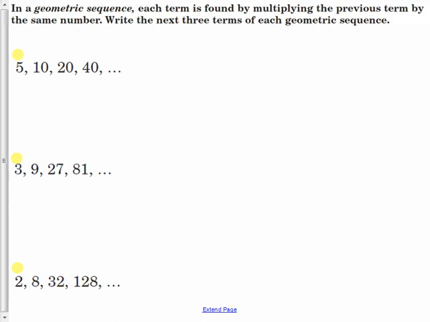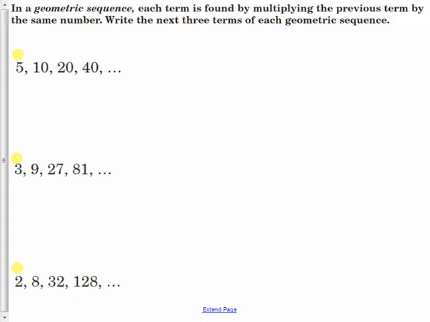So let's look. This time you notice our numbers aren't going up by the same amount. We go from 5 to 10, well that's plus 5. 10 to 20, that's plus 10. And 20 to 40, that's plus 20. So this time, it's not an arithmetic sequence because it's not going up by the same amount each time. This is called a geometric sequence. The way we get the next number in a geometric sequence is by actually multiplying the terms themselves.